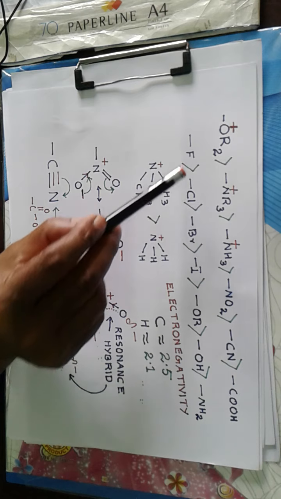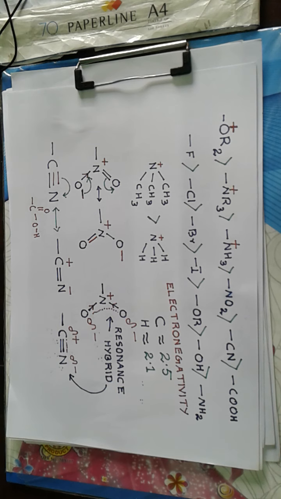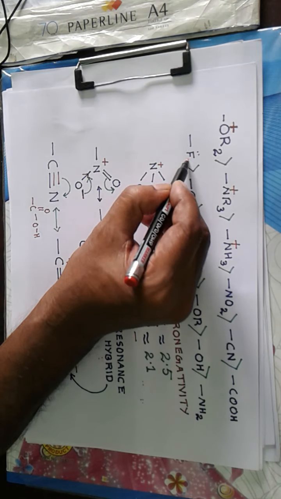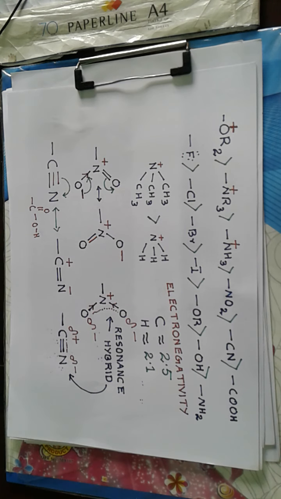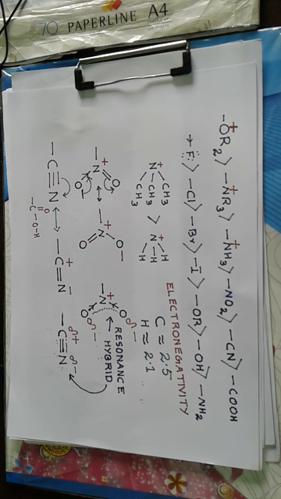Then coming to fluorine, chlorine, bromine and iodine, the electronegativity decreases in this order. And again, fluorine is a small atom. When electron density approaches fluorine, the small atom which contains already 3 pairs of electrons, what happens is that these electron pairs already present on the fluorine will repel the incoming electron density or a nearing electron pair.